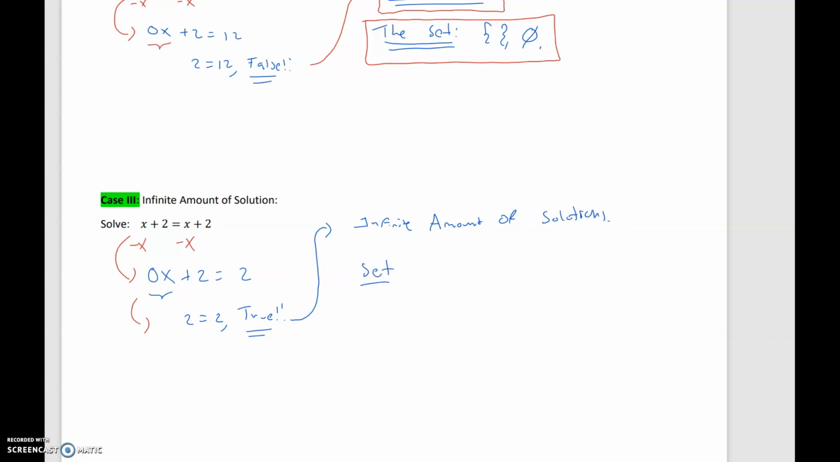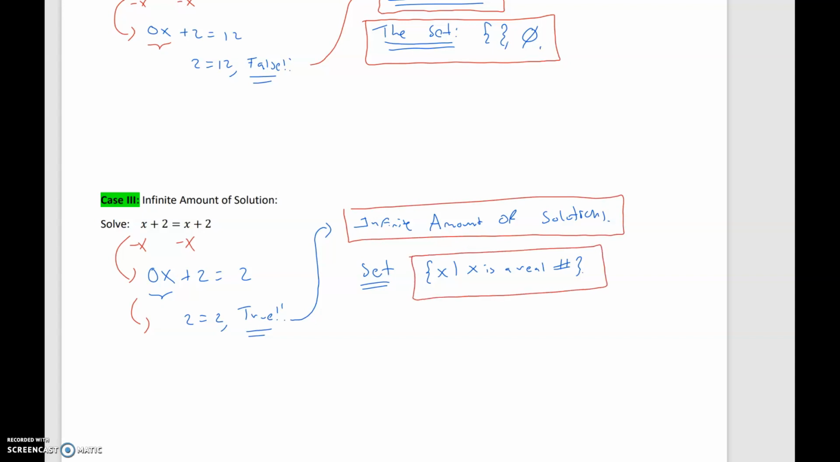If they want a set, they can rewrite it as follows. This will be the set of x's such that x is a real number, or you can spell out number, which actually means that any value is going to satisfy the equation.